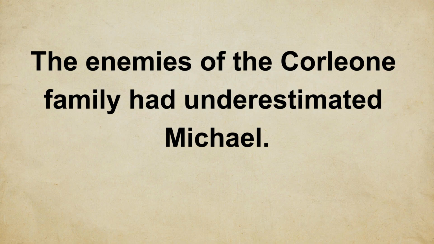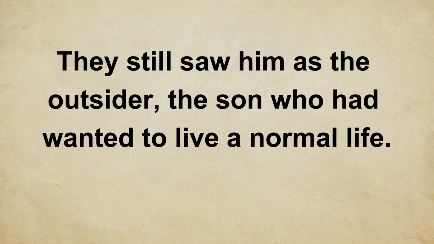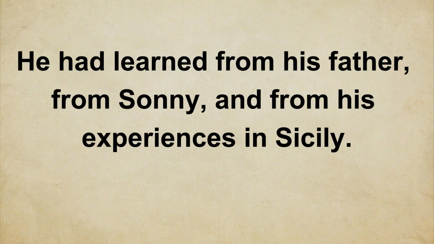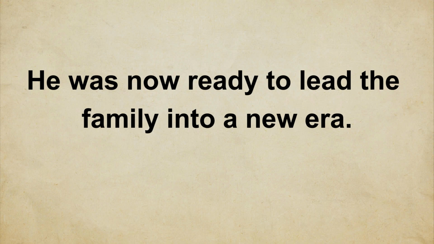The enemies of the Corleone family had underestimated Michael. They still saw him as the outsider, the son who had wanted to live a normal life. But Michael was no longer that person. He had learned from his father, from Sonny, and from his experiences in Sicily. He was now ready to lead the family into a new era.